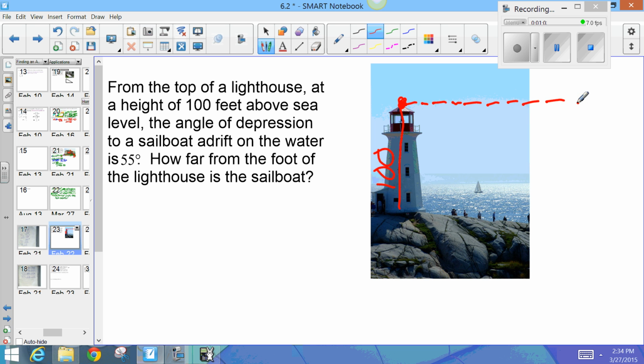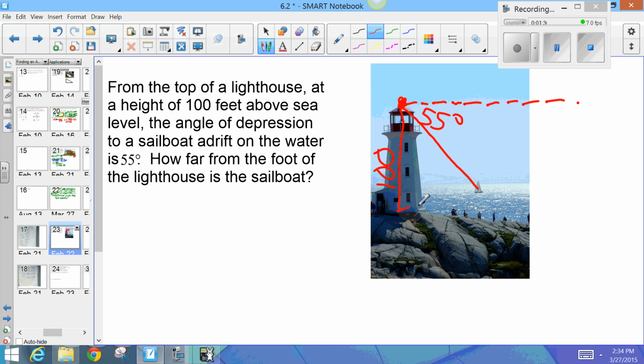And if I have to look down to the sailboat, the angle my head would drop to see the sailboat was 55 degrees. That's my angle of depression. How far from the foot of the lighthouse is the sailboat?